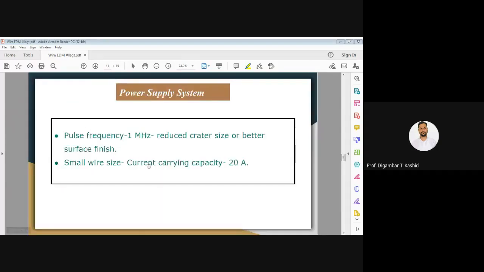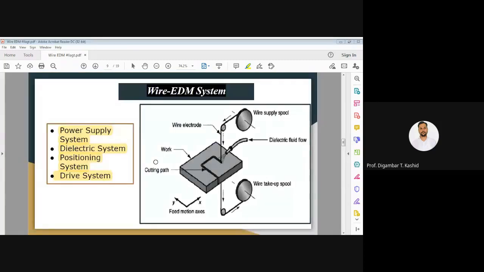Those who have not drawn this diagram can draw this wire EDM system, and simultaneously you can write your roll number in the chat box. After this lecture, I will put the link of the MCQ based unit test number 3. Everyone has to attend that test.